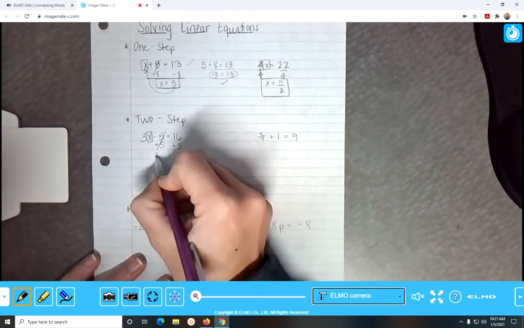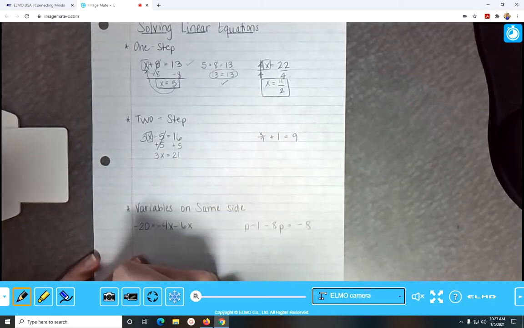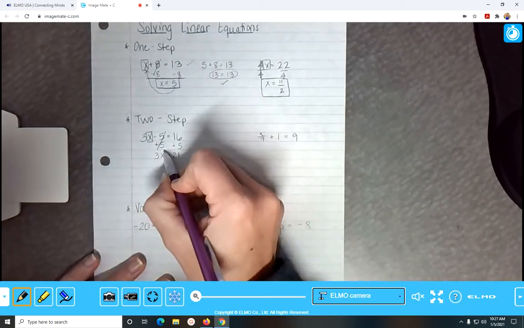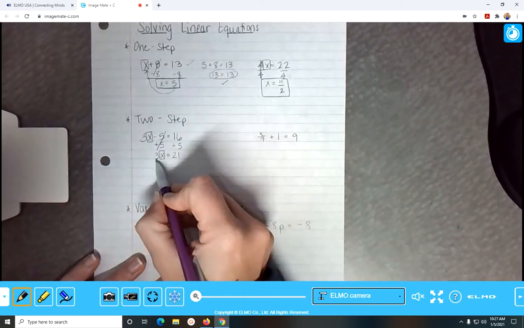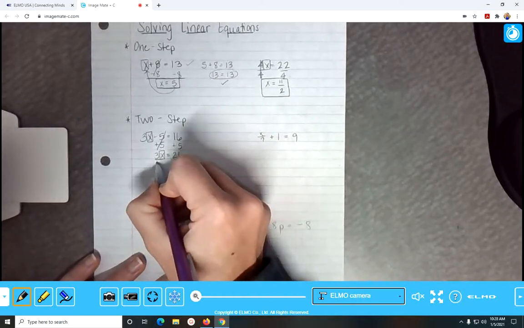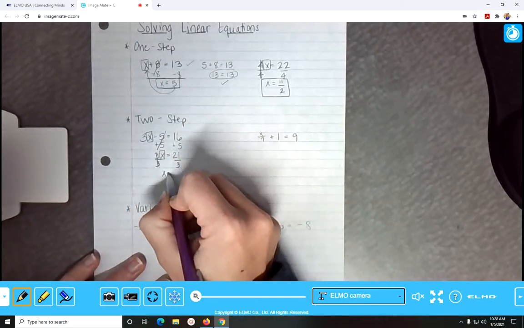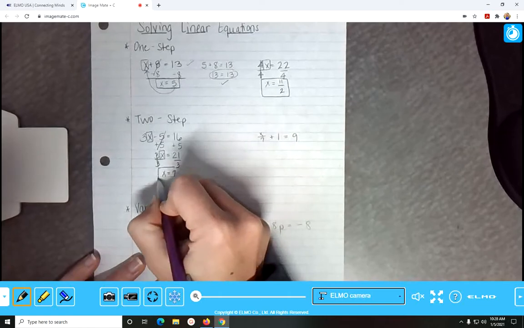So we'll get 3x equals 21. Okay, and then we're still not isolated. Now we still have to get rid of that 3. Remember, this is multiplication, so I need to divide both sides by 3. So I'm going to get x equals 7 as my solution.